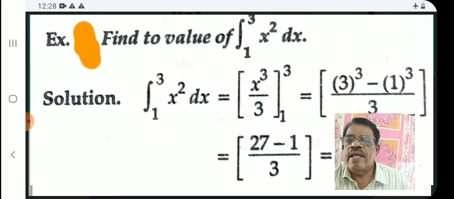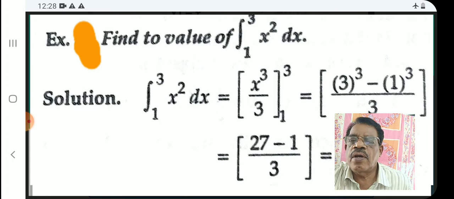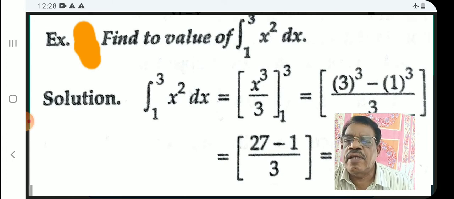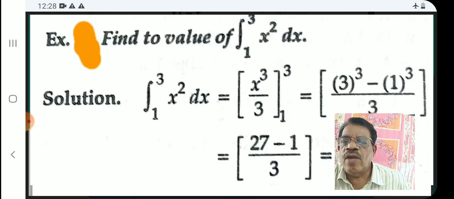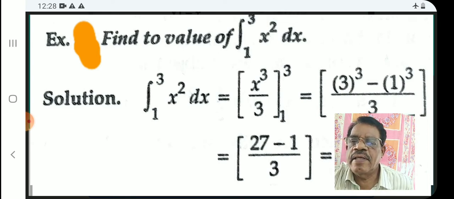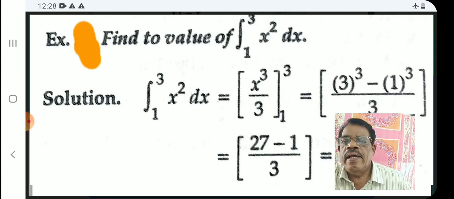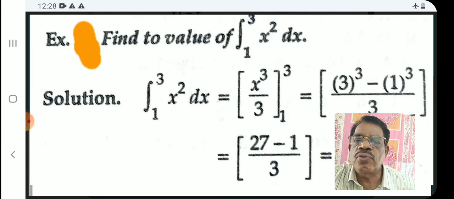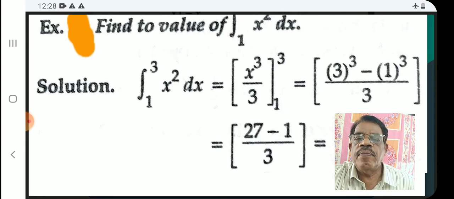So that we write as integral 1 to 3 x square. You see how to read integral 1 to 3 limit. We read integral 1 to 3 x square dx. Integral 1 to 3 x square dx is equal to, the integral of x raised to n is x raised to n plus 1 by n plus 1. So x cubed by 3 from 1 to 3.